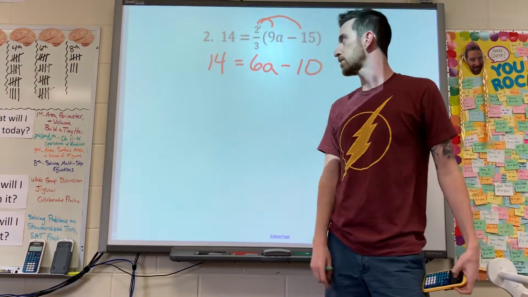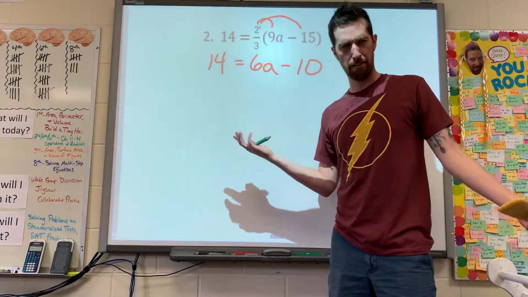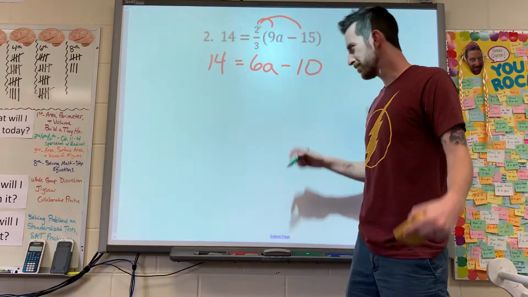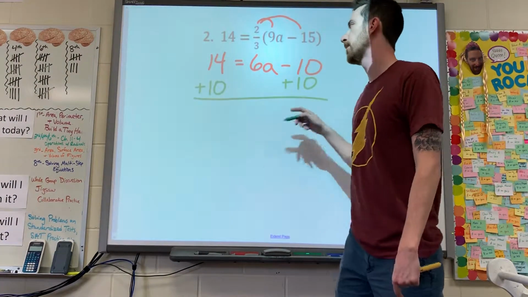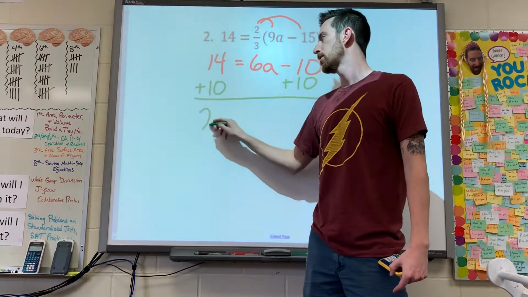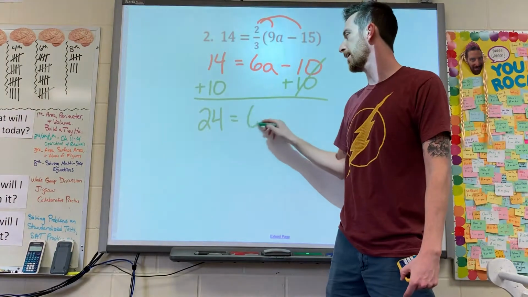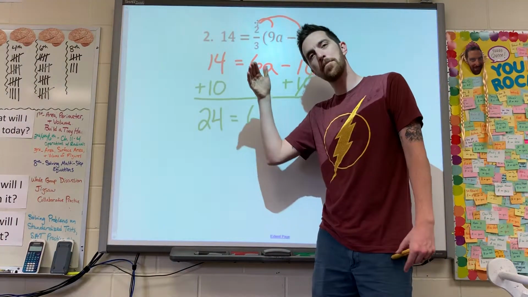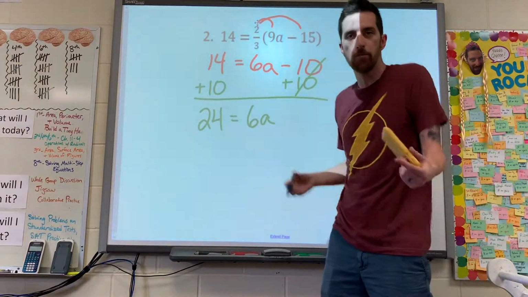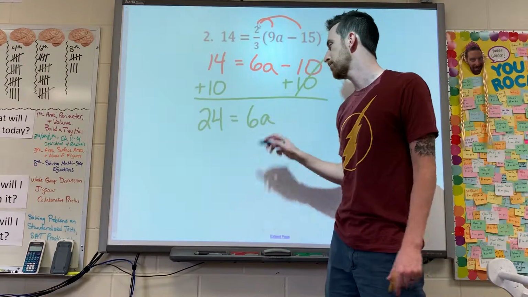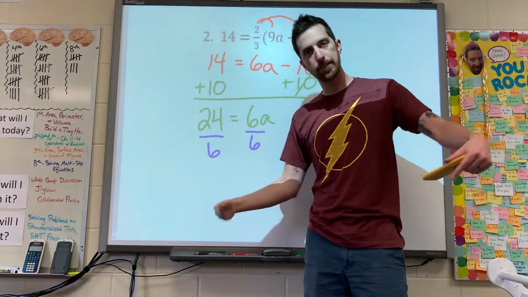Cute, there's no more fractions anymore. Nice. And then we just go through our steps. Oh, minus 10. How do we get rid of minus 10? Plus 10, that's right. 14 plus 10, 24. Over here, these cancel out. We just got 6a. Now remember, 6a means 6 times a. So how do we get rid of that? How do we undo multiplication? Good job. Divide by 6. 24 divided by 6, yeah, it's 4.